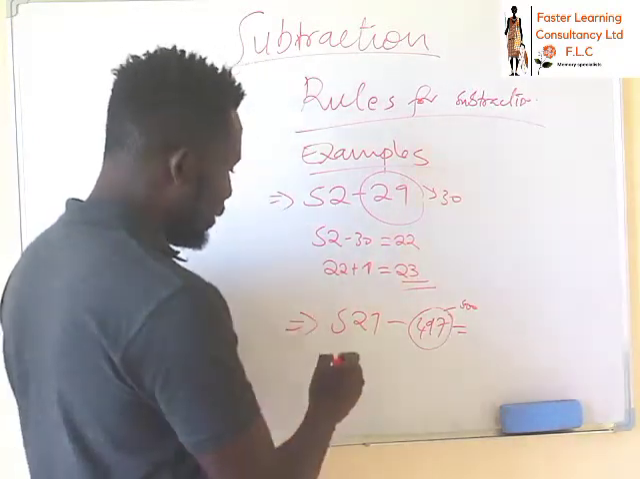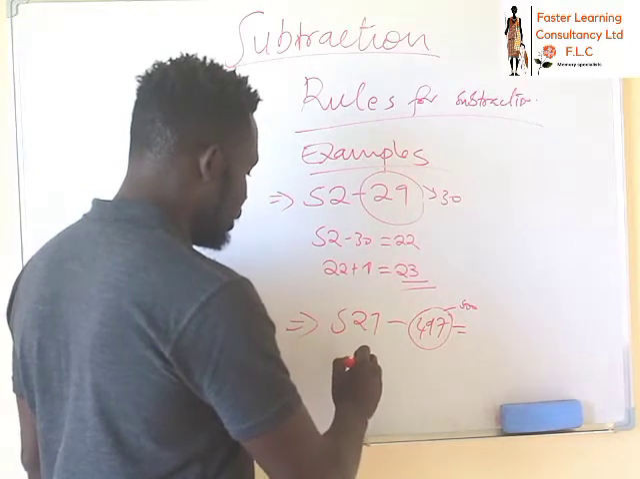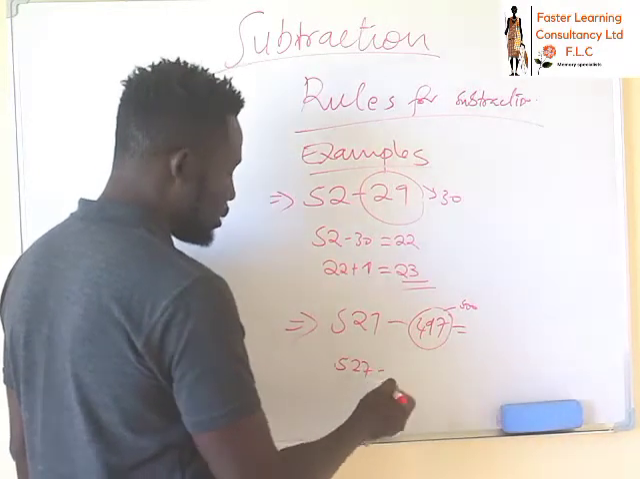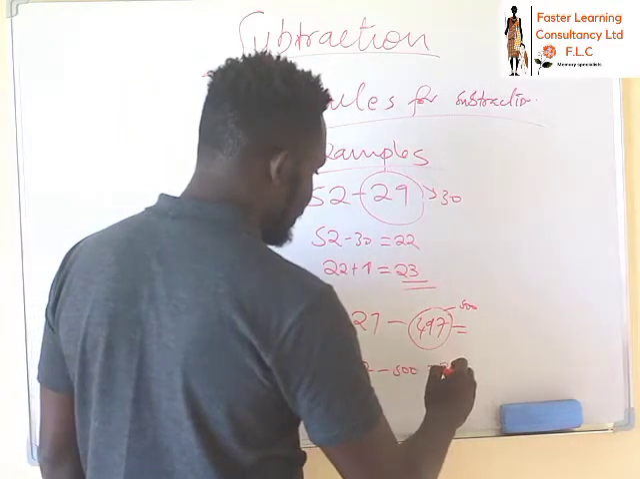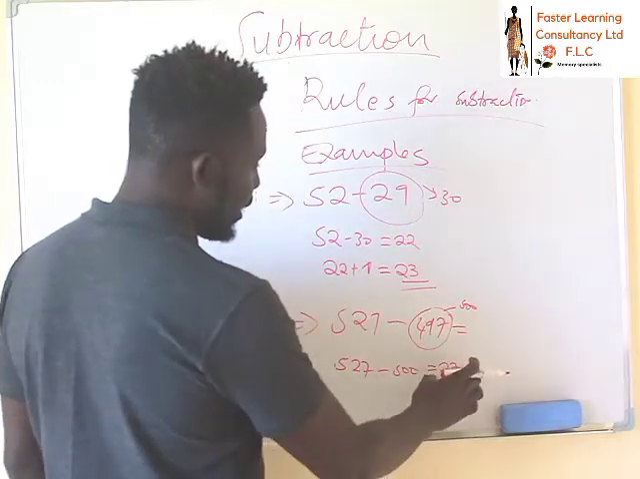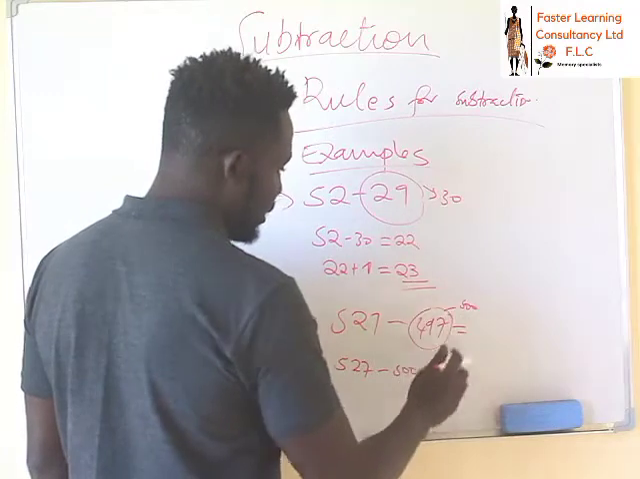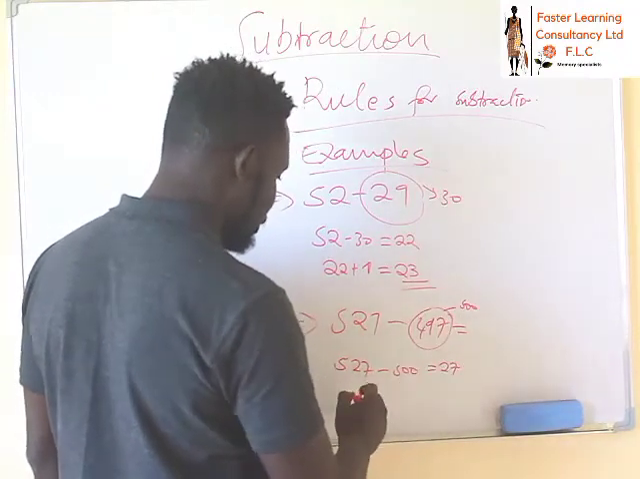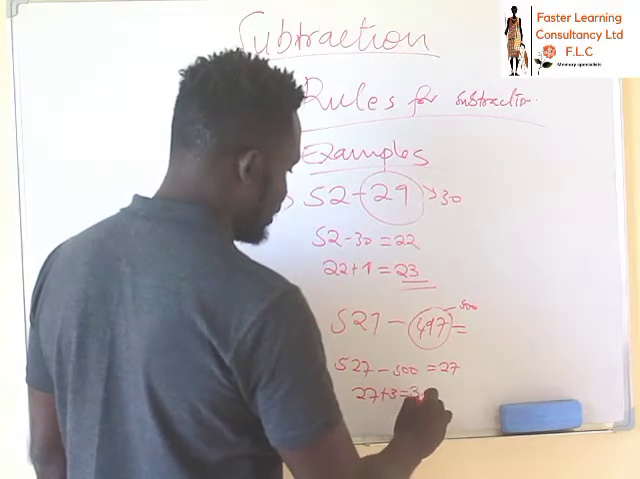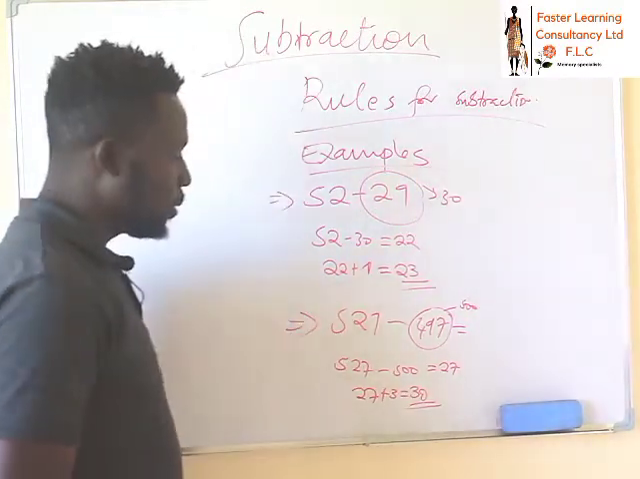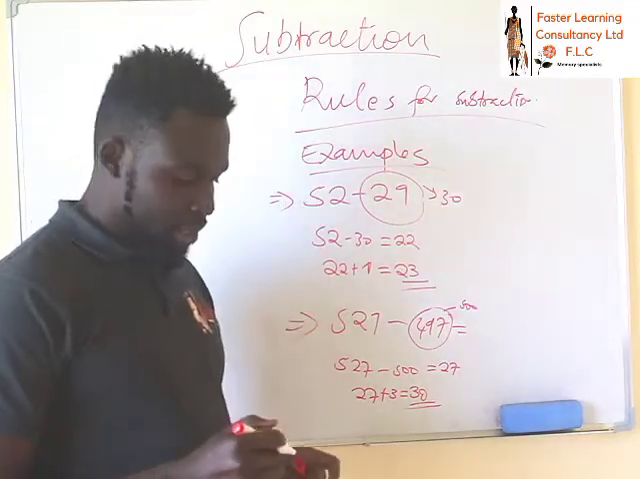And then we say 521 and subtract 500 immediately. That gives you 21. But because we promoted 497 by 3, we add 3 back: 21 plus 3. So we have 24 as the answer. And that's how subtraction can be made easier.